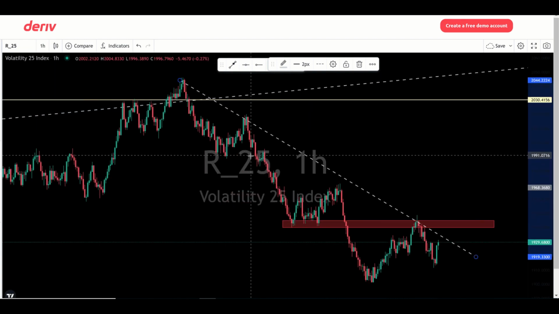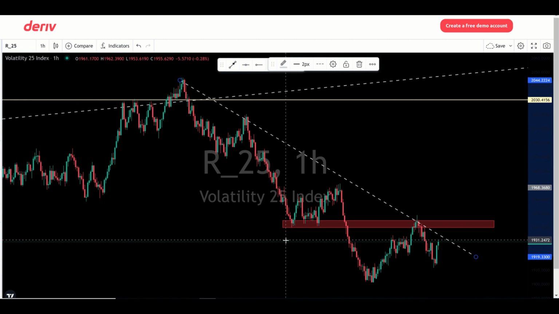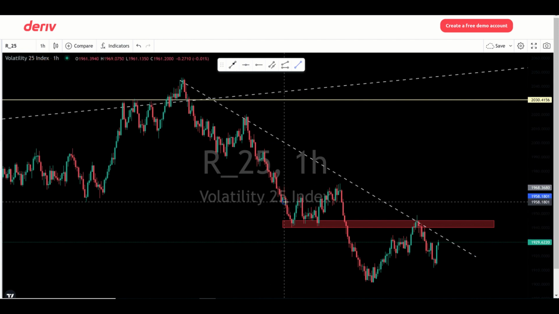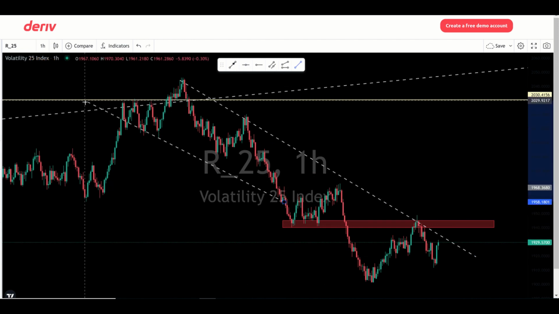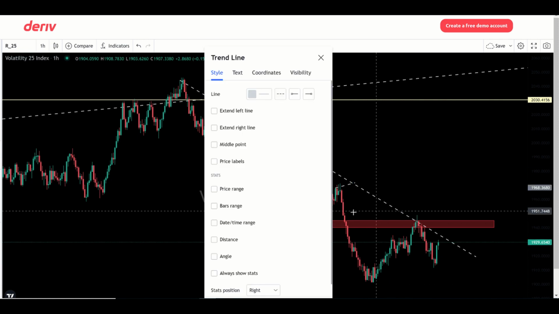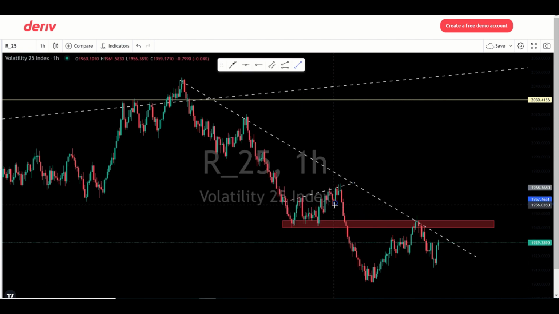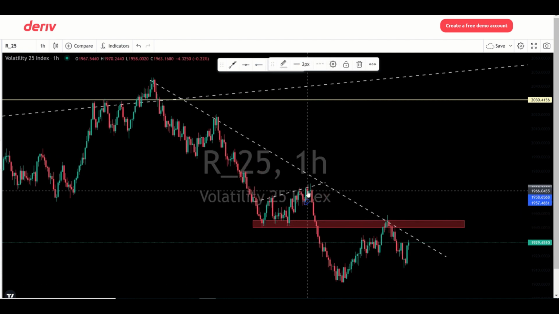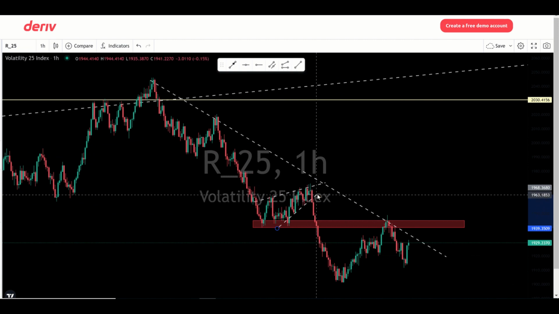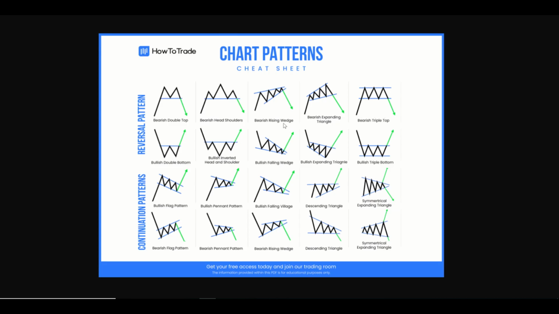So right now, as you can see, we are still having the same thing. We had this correctional push. We had this correctional push. So what triangle are you seeing? If you go back to our chart patterns, what are you seeing? This is a bearish wedge.